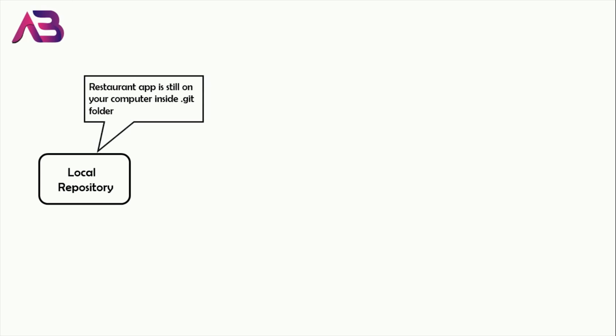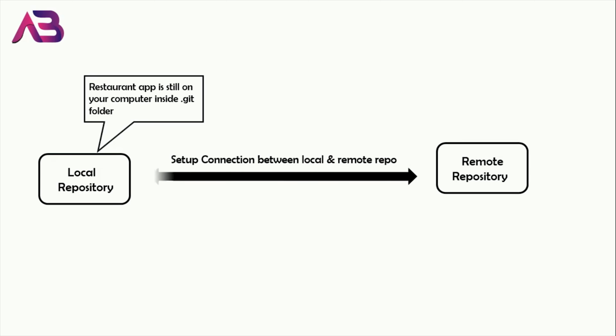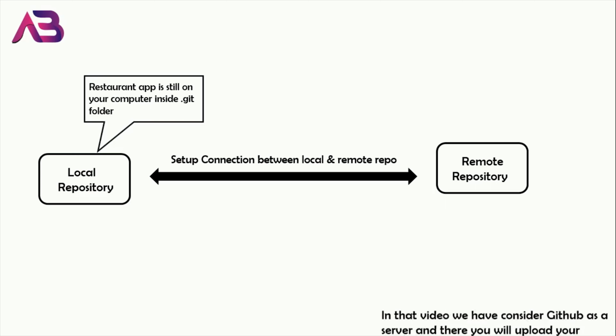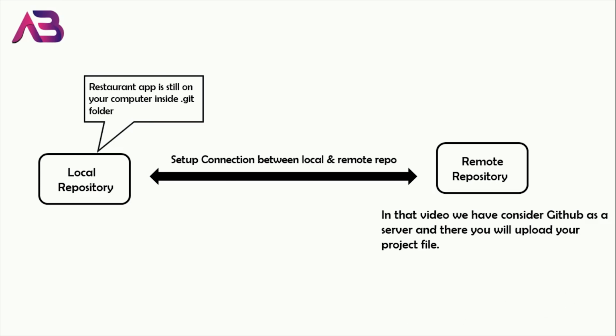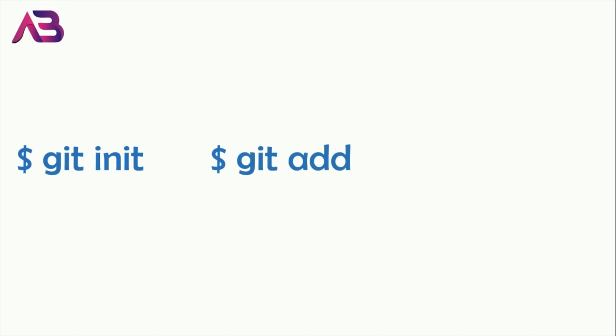This means that your changes haven't been uploaded or shared with others yet, and they are available on your local machine. If you need to send this file to server, or you can call it as a remote repository, you need to set up connection between local repository and remote repository. For that, there is a video on our channel that can help you out. In that video, you can assume GitHub represented as your remote repository or a server. So this is all about Git workflow. You just have to remember these three commands: git init, git add and git commit.